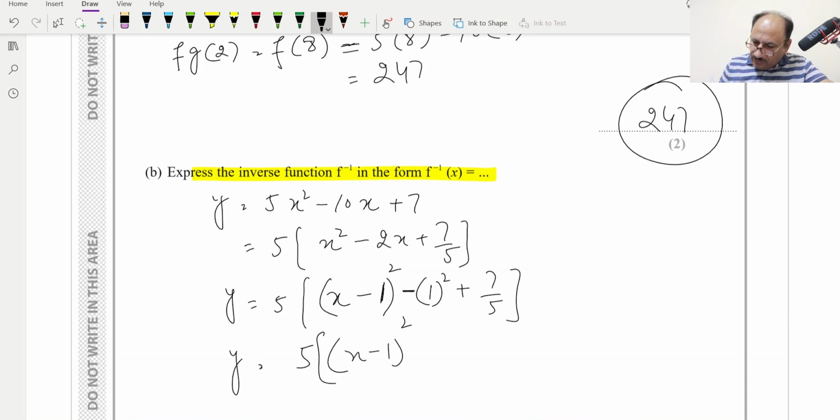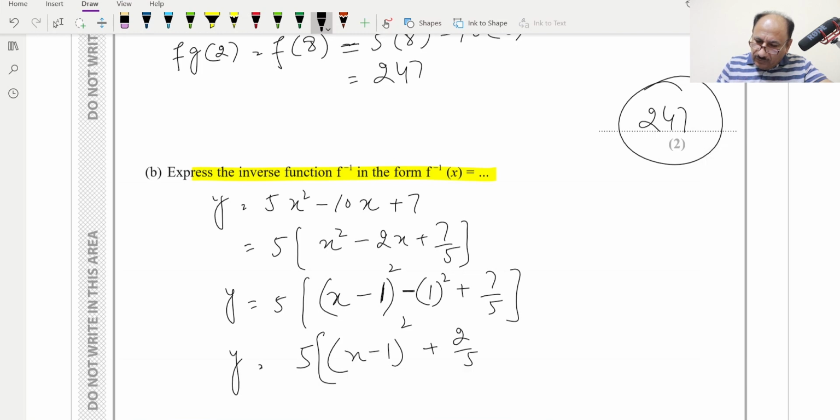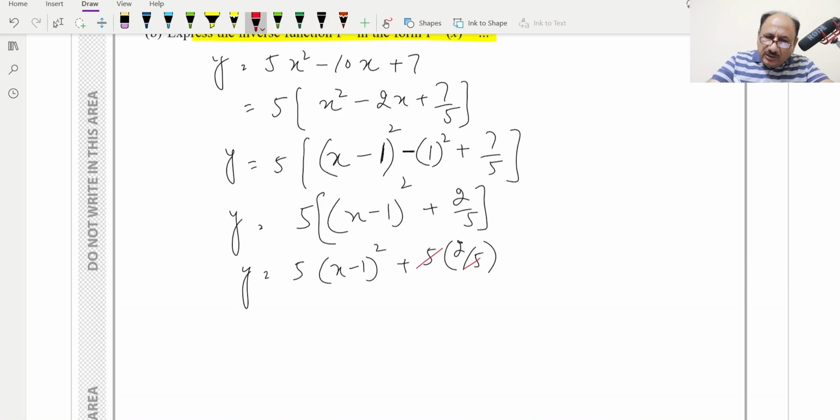First we will simplify the inner part, so we will use the calculator. So minus 1 plus 7 over 5 will give us 2 by 5, so plus 2 over 5. Now we can open the bracket, and y will be equal to 5 into x minus 1 squared plus 5 multiplied by 2 over 5, and this 5 will be cancelled, and we will get y is equal to 5 into x minus 1 squared plus 2.